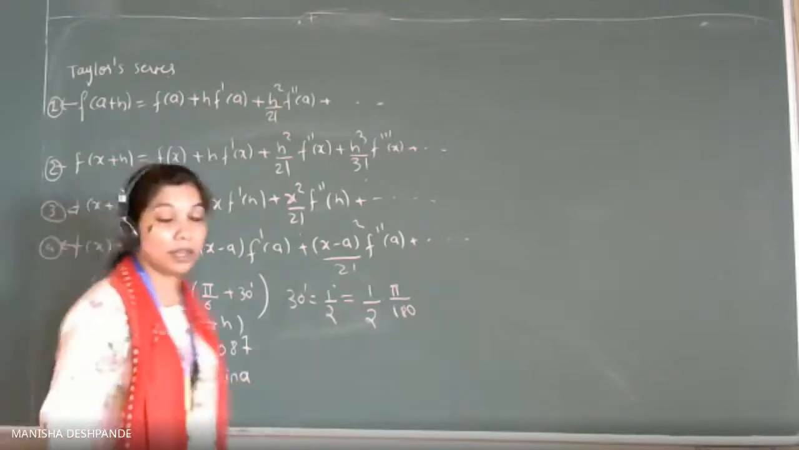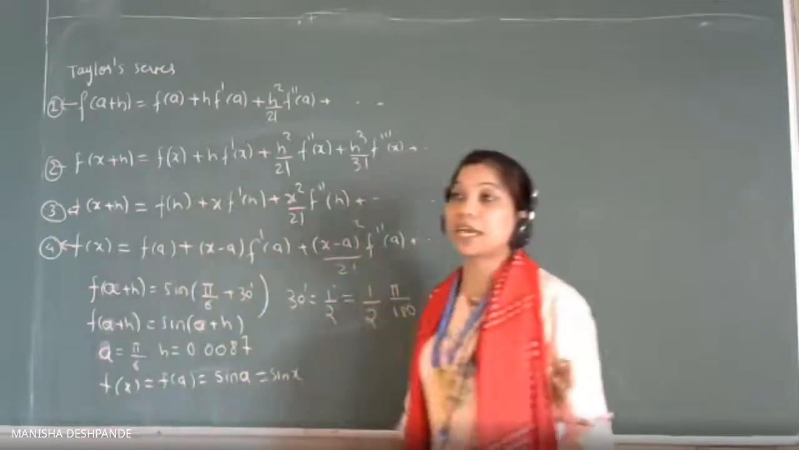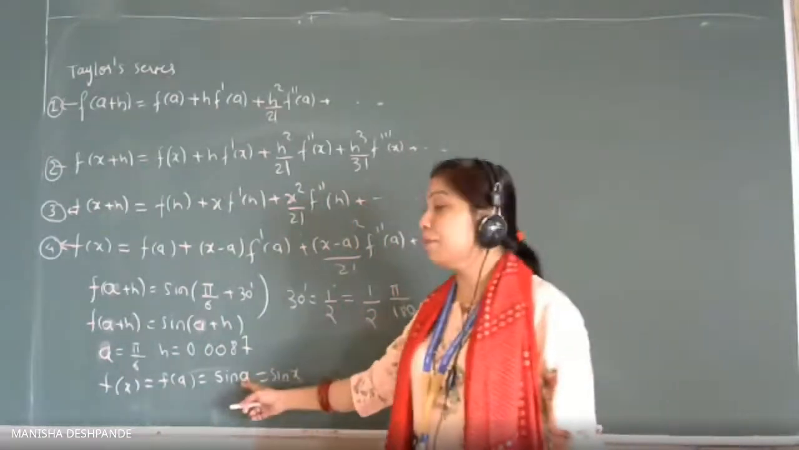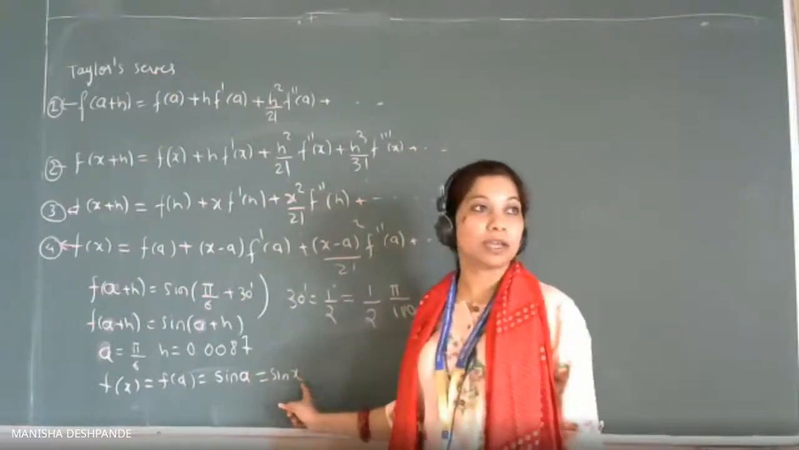Why don't I want to write sine a? Because you think that sine a is a constant term and its derivative will be 0. When I am writing sine a, I am differentiating with respect to a. When I am writing sine x, I am differentiating with respect to x. So you have to take care with respect to what you are differentiating.